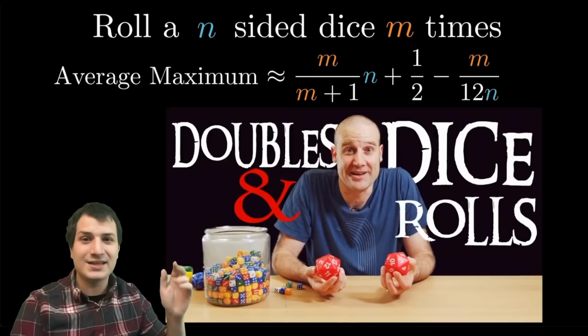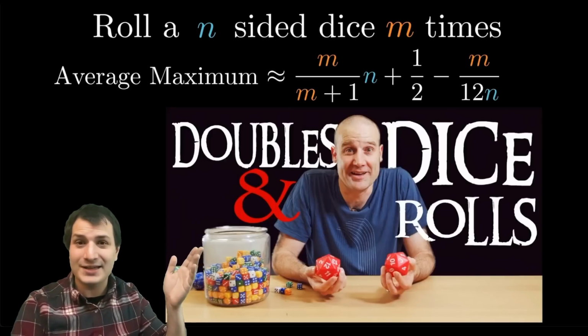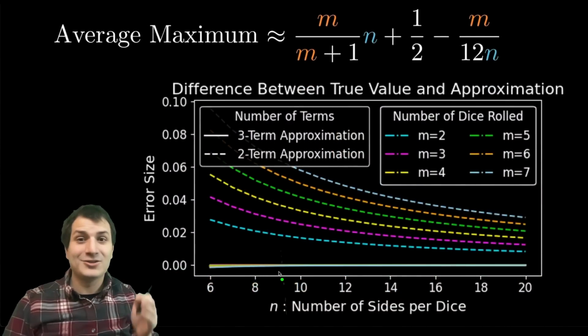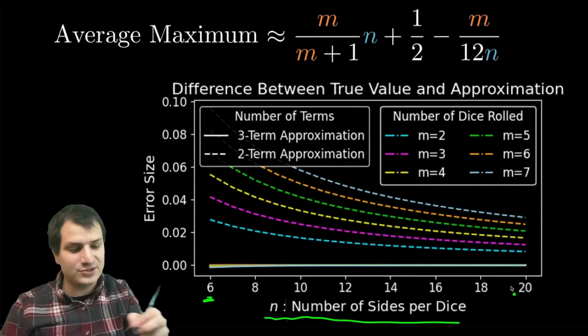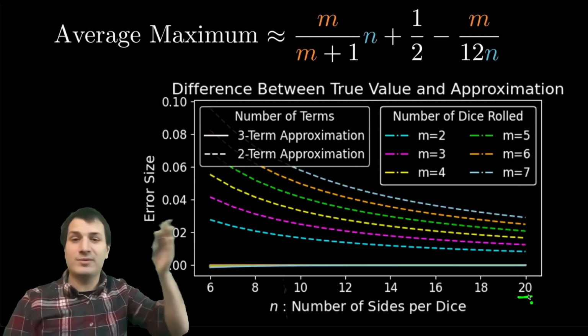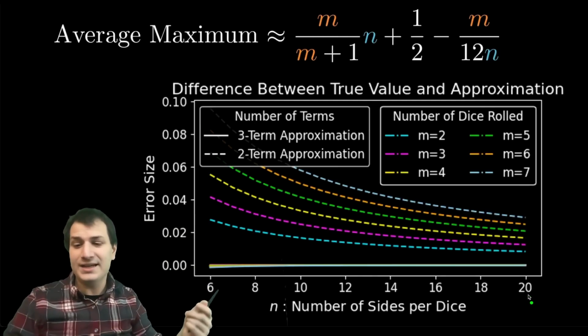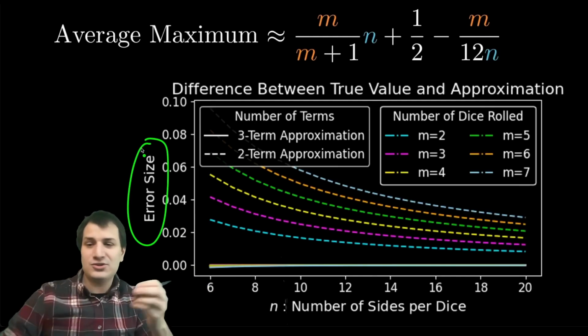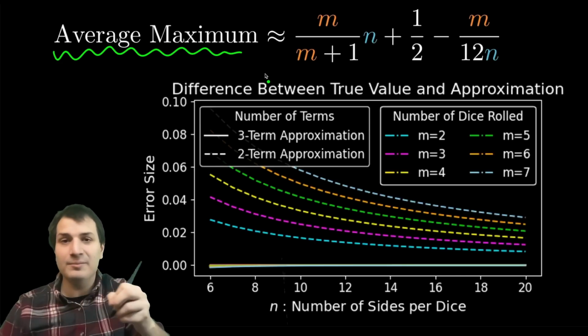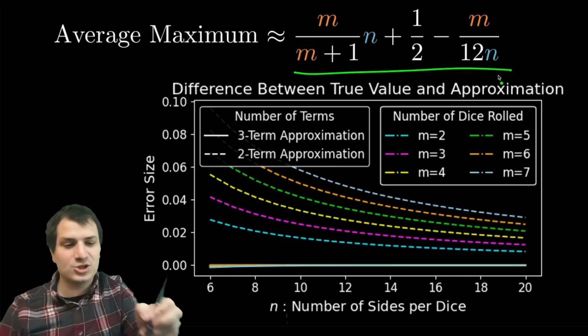And to see how good this is, let's take a look at some graphs of the error size of these different estimates. So in this diagram, I have n, which is the number of sides on the dice, ranging all the way from 6 up to 20. So going from left to right, we have more and more sides on the dice. And on the y-axis, I'm plotting the error size. So this is how close is the true average maximum? How close is it to this approximation that we've come up with?